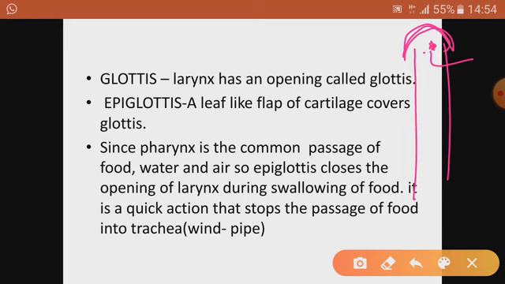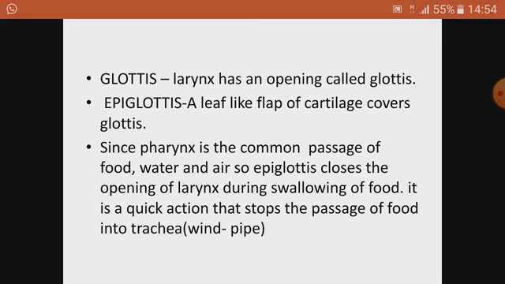So you can do this activity. Just imagine that you are swallowing the food. While swallowing the food, you must have observed that you can't breathe during that time. You can't have oxygen entering inside your body.